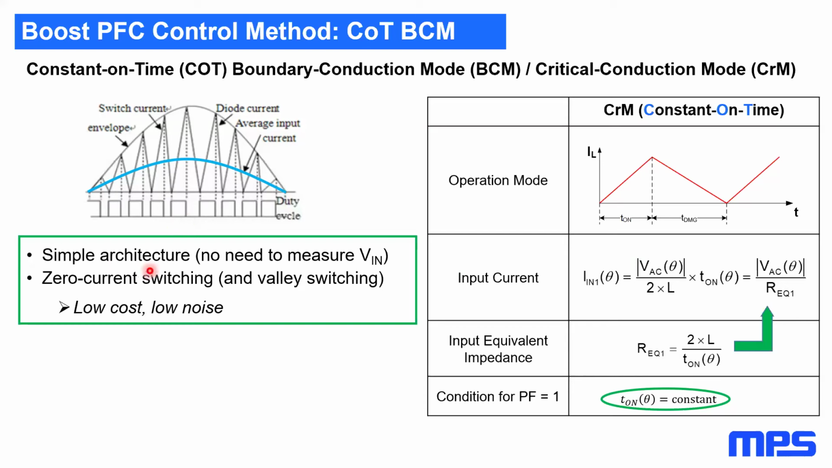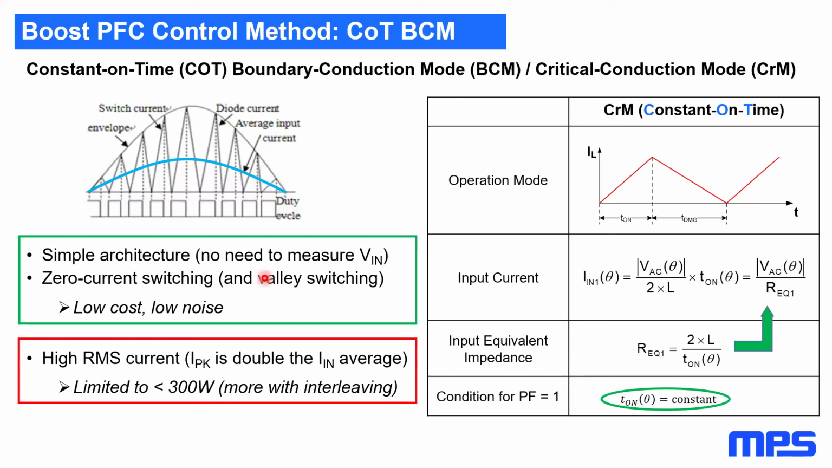Also, it ensures zero current switching because we wait for the current to reach 0 before turning on the FET again. So this has some advantages of low noise, especially because we can have valley switching of the MOSFET, so as low voltage across it as possible when we turn it on. So low noise is also a good thing. And it is also good for efficiency when we can run it at zero current because there are fewer losses, for example, in the diode.